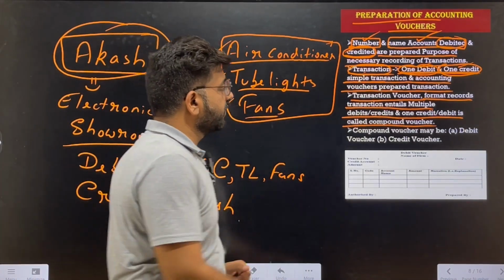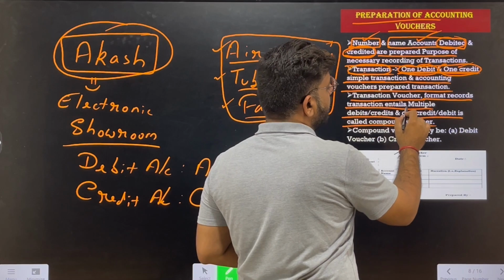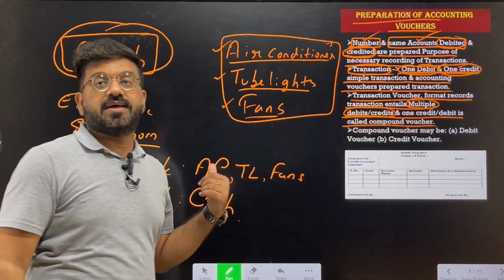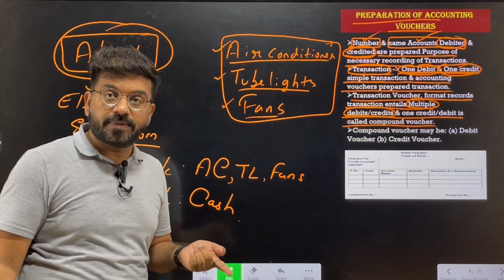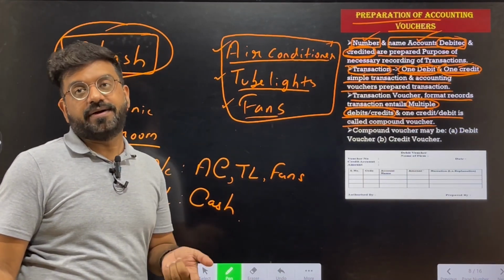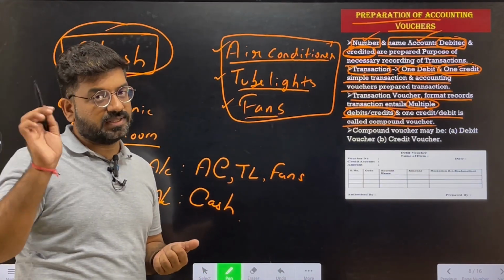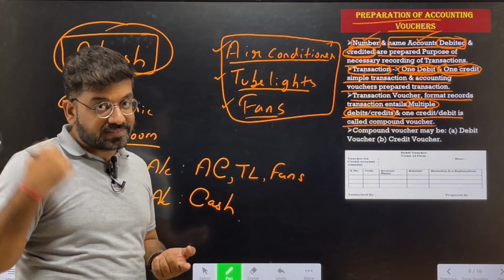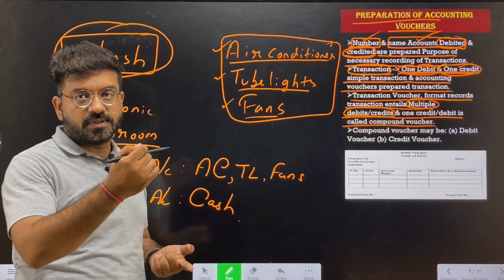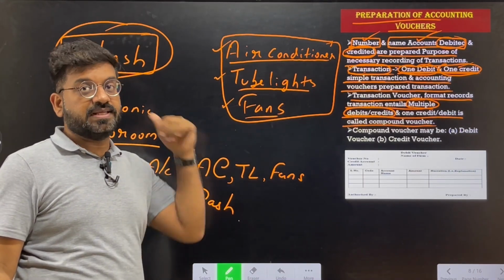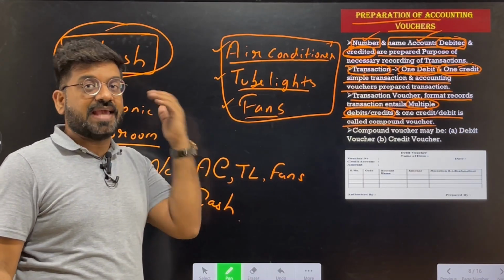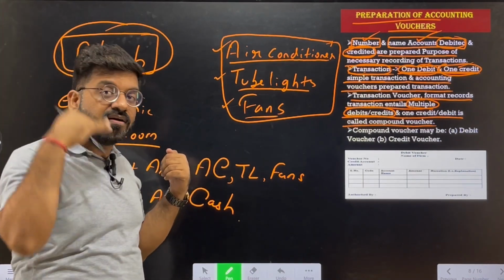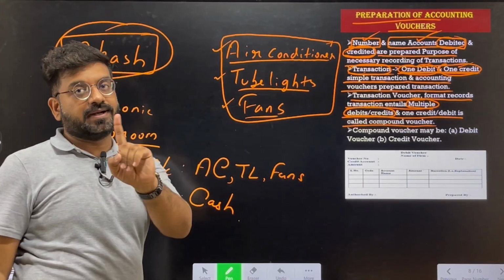That has been written here: if there are multiple debits and one credit, we just saw there are three items being debited and one item being credited. Likewise, just imagine the scenario of Mr. Akash, who runs the electronic showroom. He is selling these items. So he will debit cash because he is receiving the cash. The cash is coming to him and the three items are going away. So he will credit the three items and debit one item.